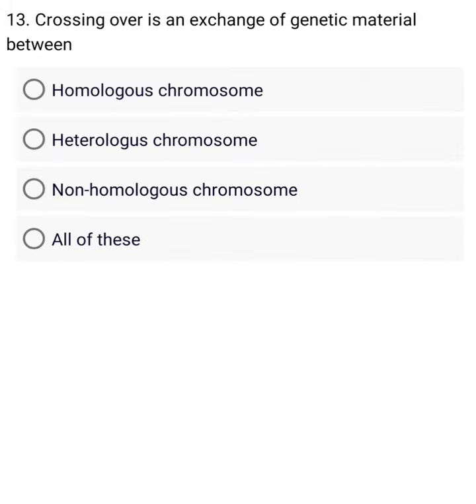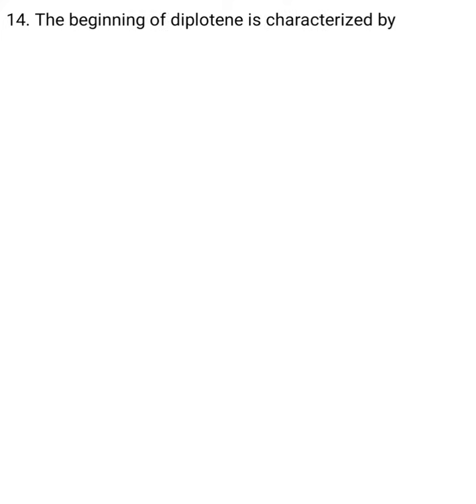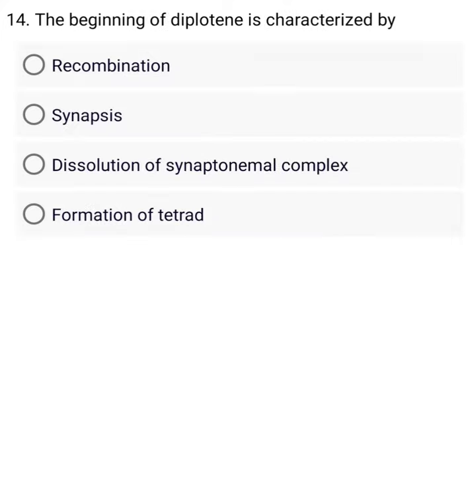Crossing over is an exchange of genetic material between A. Homologous chromosome. B. Right. The beginning of diplotene is characterized by A. Recombination. B. Synapsis. C. Dissolution of synaptonemal complex. D. Formation of tetrad.